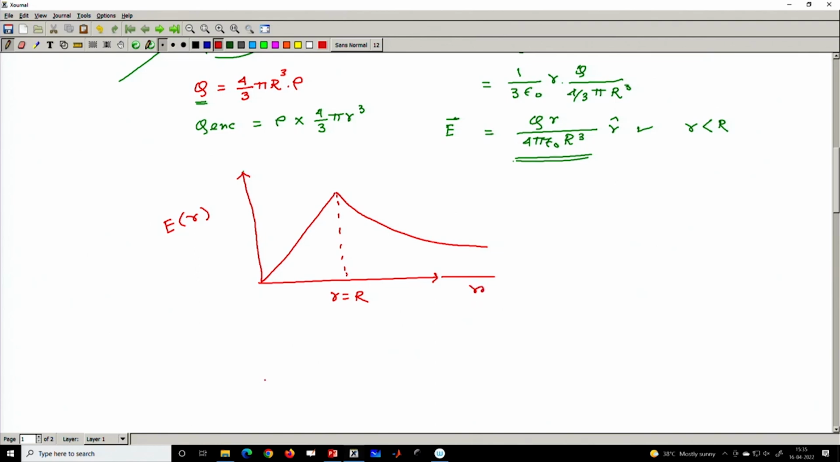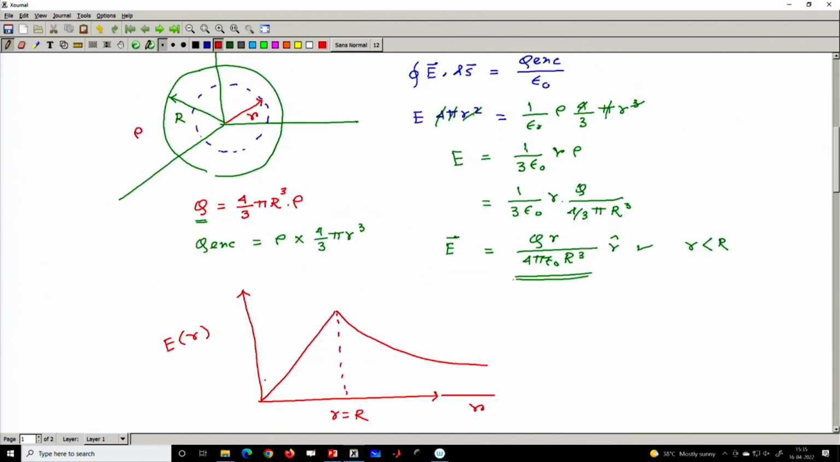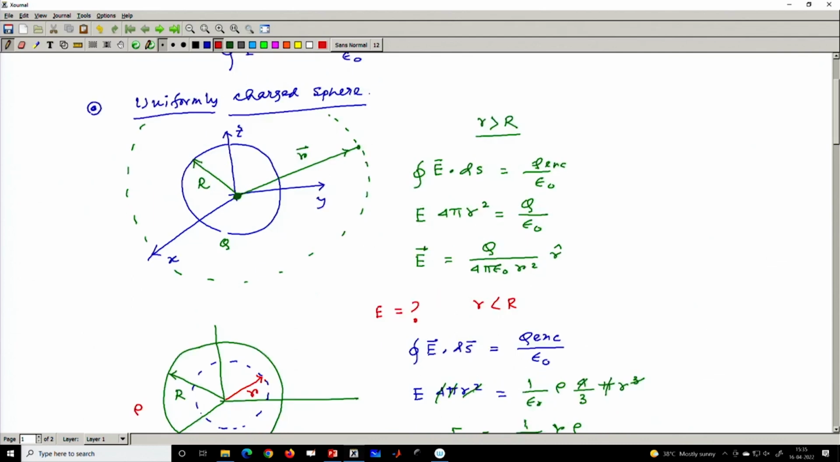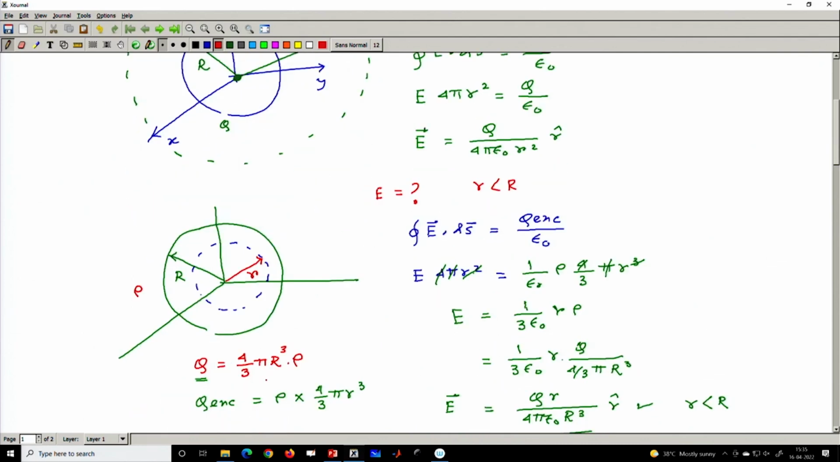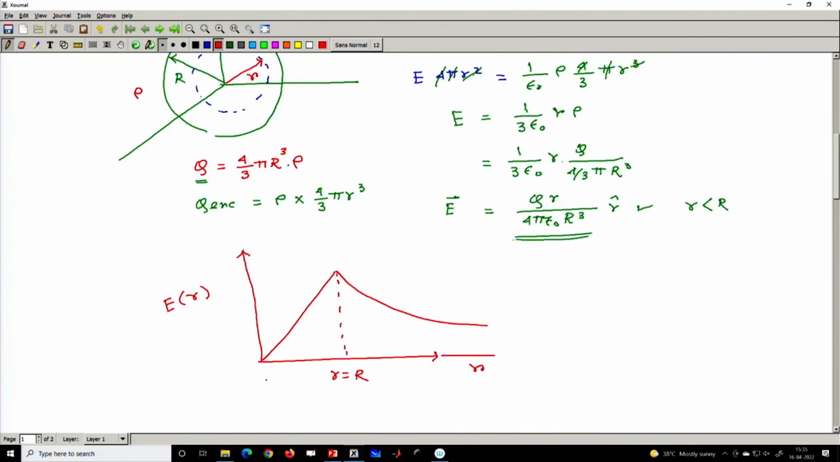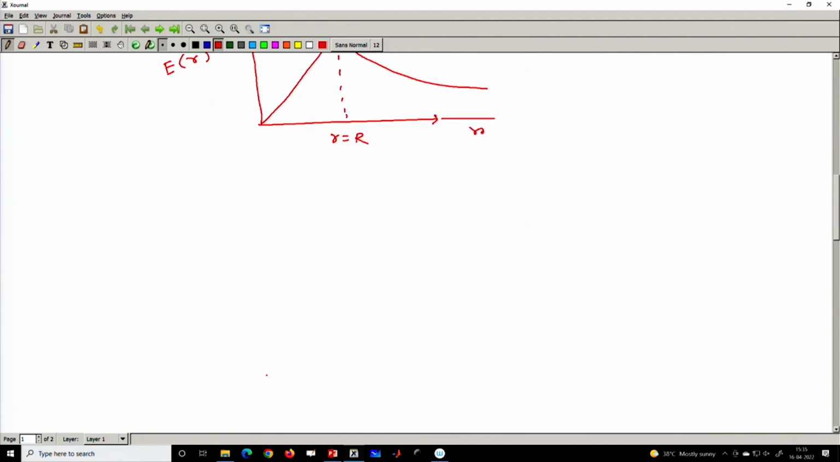This is a very standard problem. I believe most of the students have already done it. But if you want to calculate the field due to a uniformly charged sphere in a rigorous manner, it would be a very lengthy calculation. So, in order to reduce this calculation, one can use Gauss's law, and using Gauss's law, these things will be very, very simple.